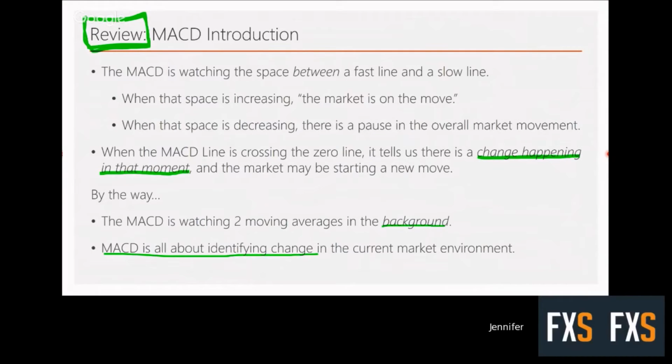The MACD is watching the space between a fast line and a slow line. You cannot see those lines, but the MACD is watching them. It's watching the space between them. When that space is increasing, remember, it means the market's on the move. Something's happening. And when that space is decreasing, it means there's a pause in that overall action. Whatever was just happening, now it's a pause. It doesn't necessarily mean the market's changing direction yet. More information coming from MACD on that.